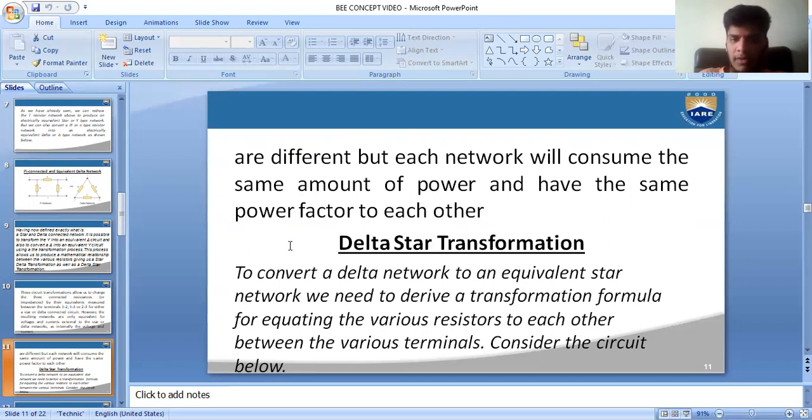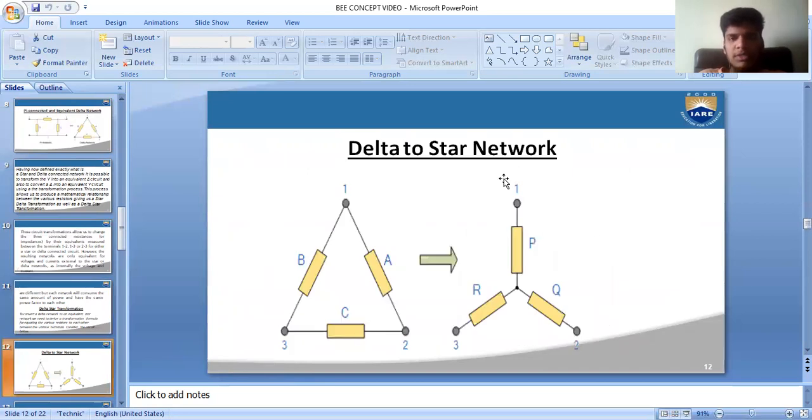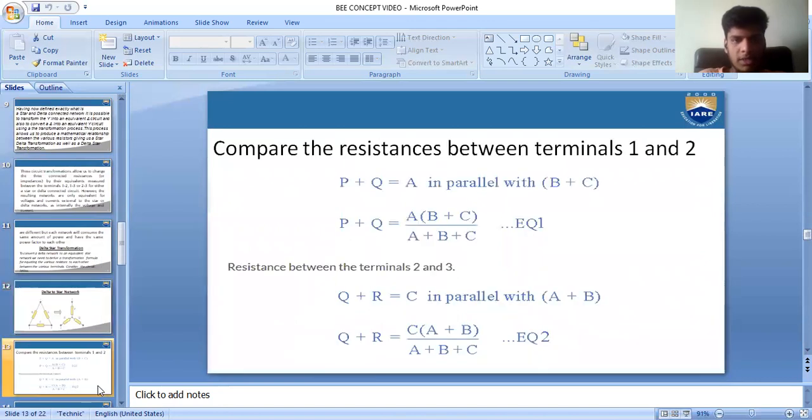To convert a delta network to an equivalent star network, we need to derive a transformation formula for equating the various resistors to each other between the various terminals. Consider the circuit below. So here we are going to see a delta to star transformation in a mathematical representation in this picture. This is a delta and this is a star. So here you can see that the same amount of energy or charge, whatever you can say, has been equivalently converted to the star one. Now for this we have a mathematical representation here.